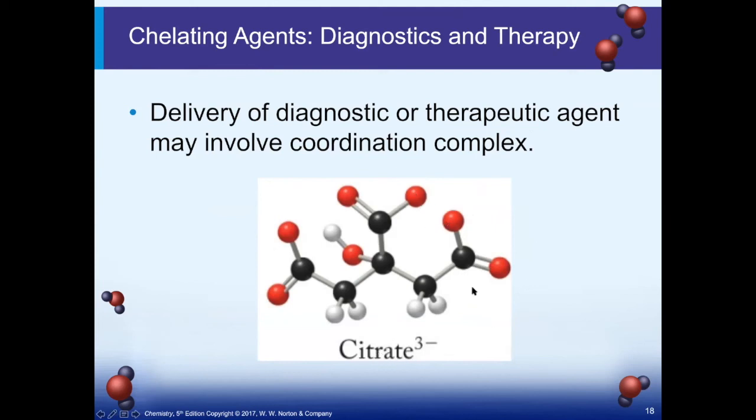I mean, all these oxygens, you see these three oxygens, they can bind in three different places around a metal, and so any sort of diagnostic or therapeutic agent is often delivered into tissues with the citrate ligand. Okay, so that's one possibility.